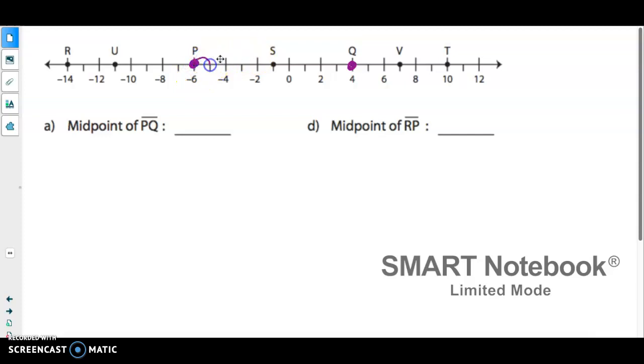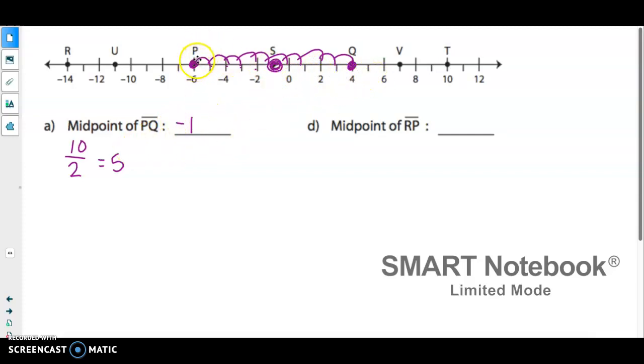So it would be 1, 2, 3, 4, 5, 6, 7, 8, 9, 10. So we could say that it would be 10 divided by 2. So 10 divided by 2 is going to be 5. So it's going to be 5 jumps in. So 1, 2, 3, 4, 5. This would be our midpoint here at S. So that number would be -1. So our midpoint would be -1 for S.